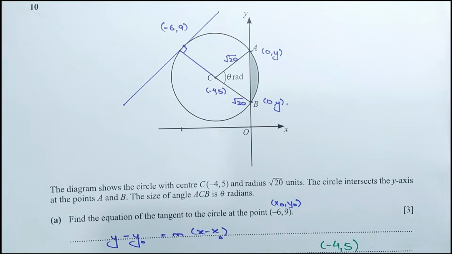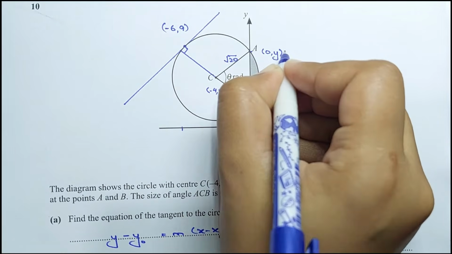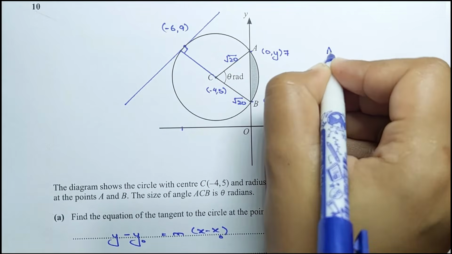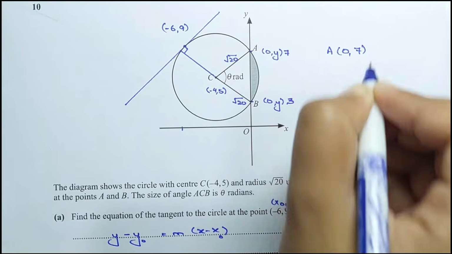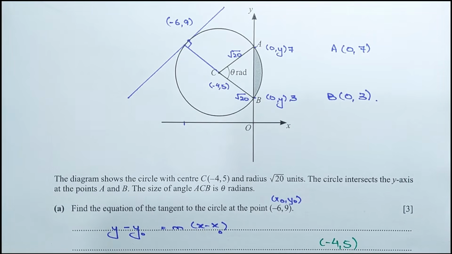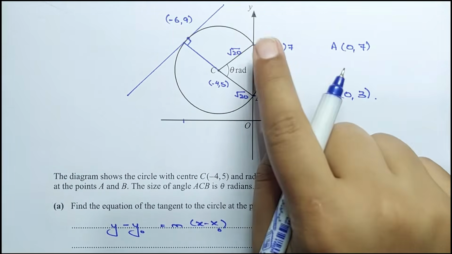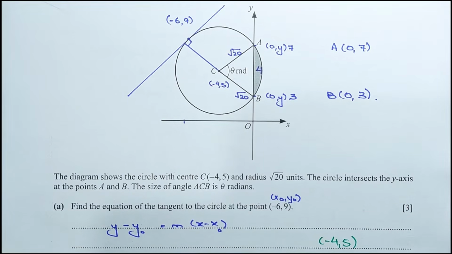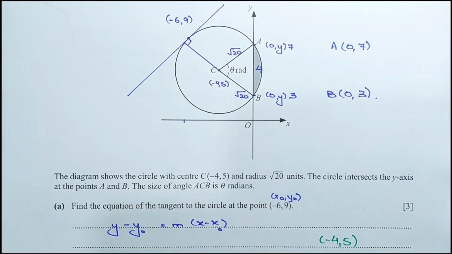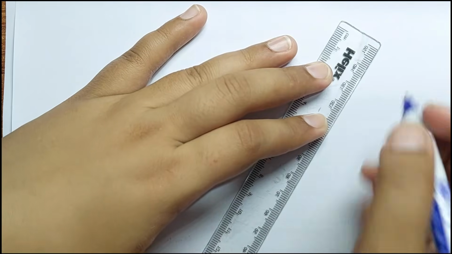So obviously one y value is 3 and the other y value is 7, right? So we can say A is (0, 7) and B is (0, 3). B is lower, right? Now what is the length between A and B? Between 7 and 3, the difference is 4 units. So this length is 4 units. Now we have to work for theta. Let me draw this triangle separately on this page and work on theta.